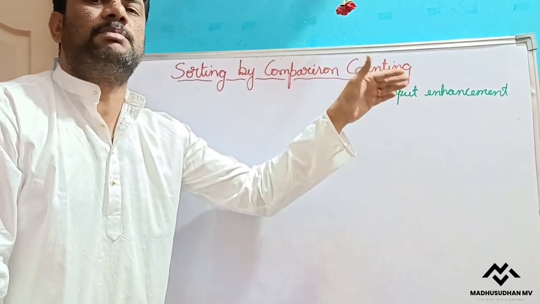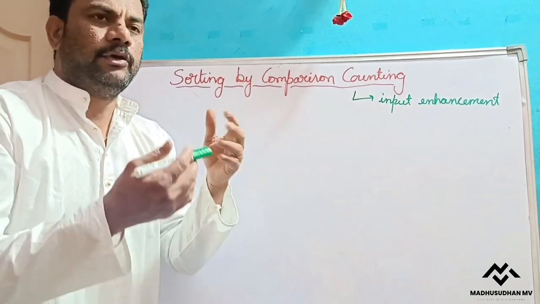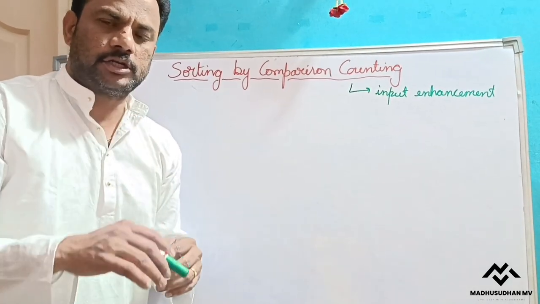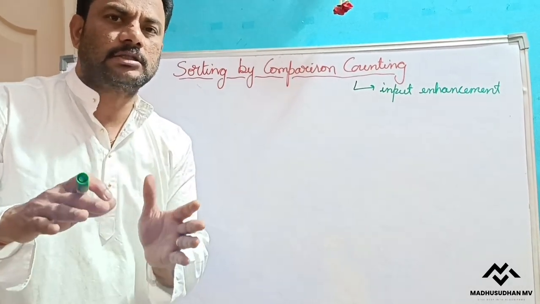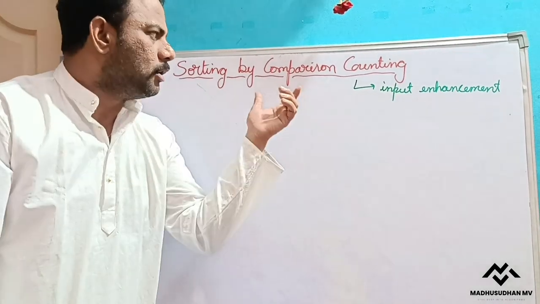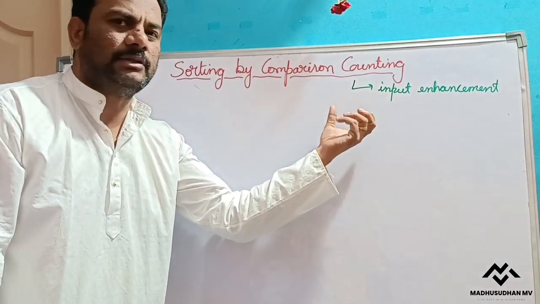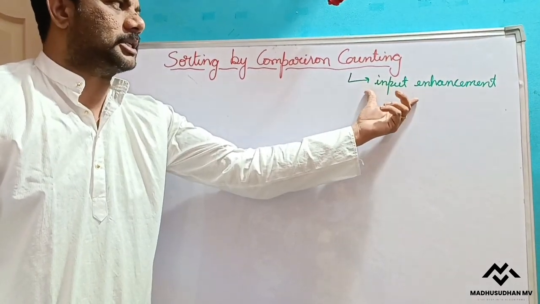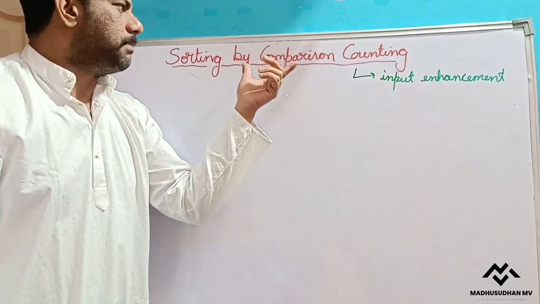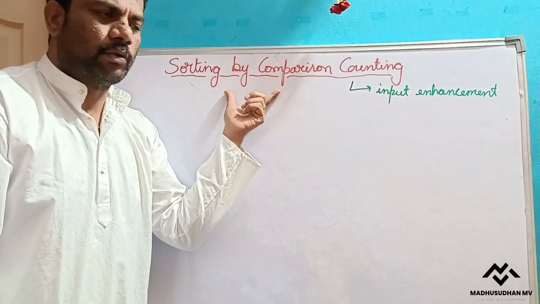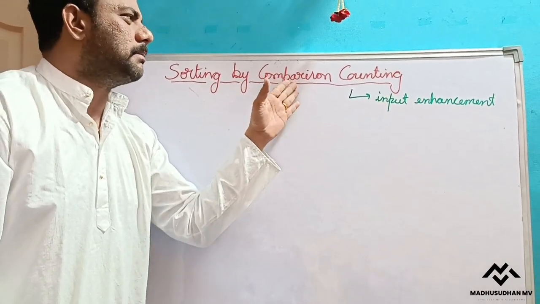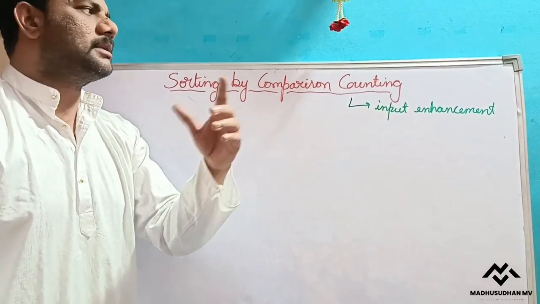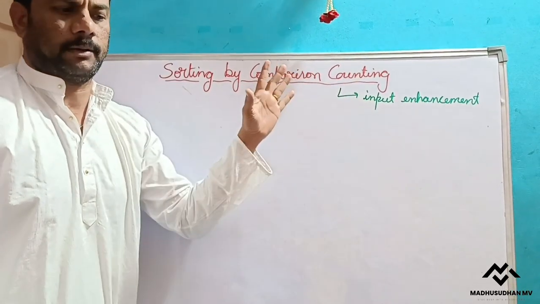So it uses a space and time trade-off. That means we are achieving a time-efficient algorithm at the cost of extra memory space. Here we are increasing the size of the input by taking some extra memory. That's what input enhancement is. Now, sorting by comparison counting is also called comparison counting sorting, or simply comparison counting.